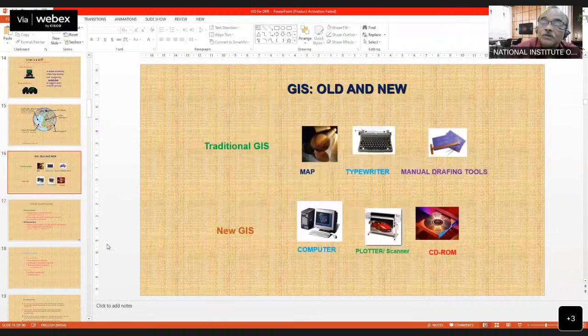Earlier, what was the traditional GIS? At that time, the map was a hard copy, either cloth-bound or made of butter paper. That was the hard copy. Similarly, the typewriter was there and manual drafting tools were there. These are the earlier traditional GIS tools. But in the new GIS, a computer is there, a plotter is there, or a scanner is there, a CD-ROM is there.